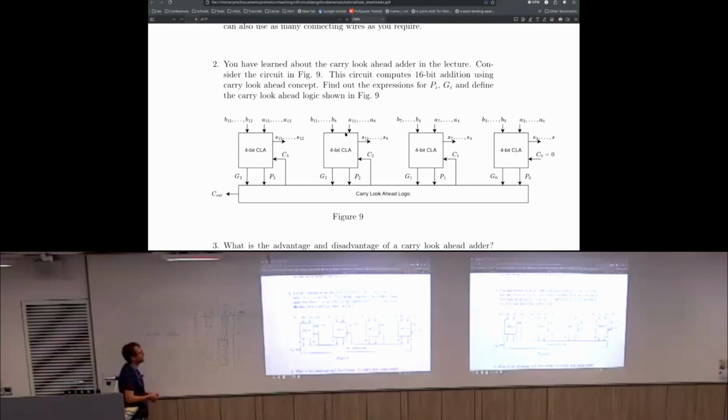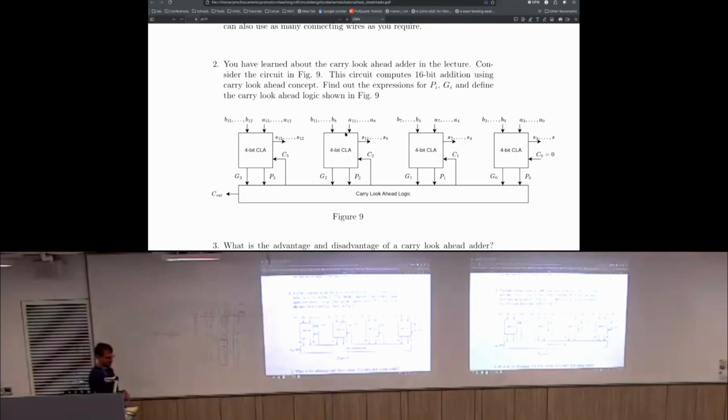All right. So the next part is going to be about the carry look ahead adder. So we have seen now how you could implement a ripple carry adder, and the next part is about the carry look ahead adder. So you should have already seen that during the lecture, and what we want to calculate here now is a 16-bit addition, so not just an 8-bit addition, but now it's 16-bit. And we want to use the carry look ahead logic.